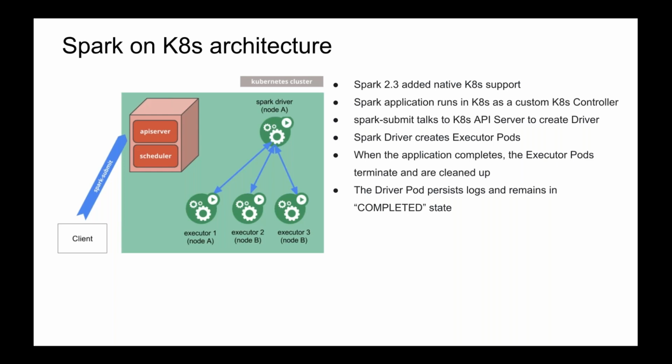It was added in Spark 2.3, which was February 2018. By being native, that means the Spark application is able to run in Kubernetes as a custom Kubernetes controller. For example, at the client side, I do a Spark submit and submit my job. Spark submit is going to talk to the Kubernetes API server and Kubernetes scheduler, which are native Kubernetes components, and they will start with creating the Spark driver pod. As you can see here on the right-hand side of this picture, it's running on Node A.